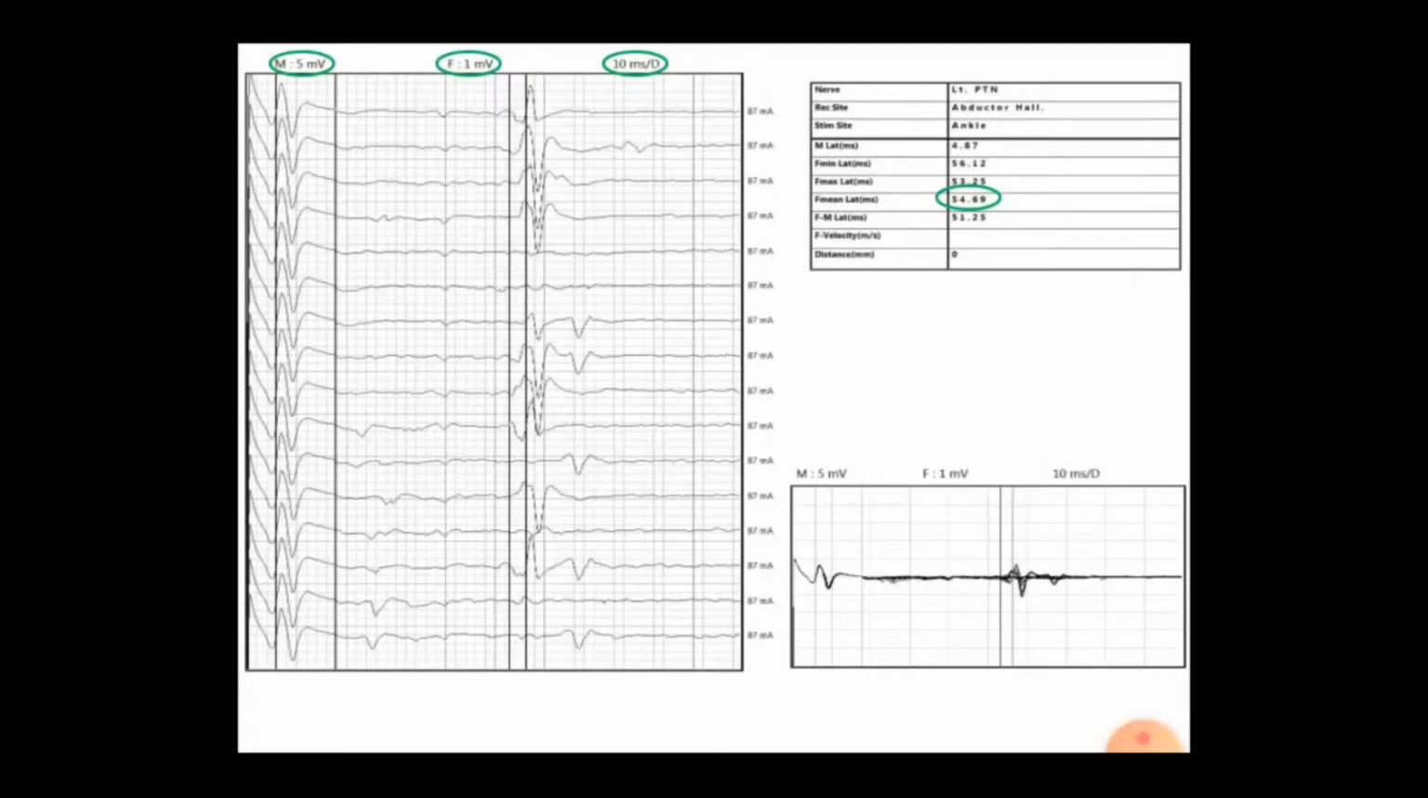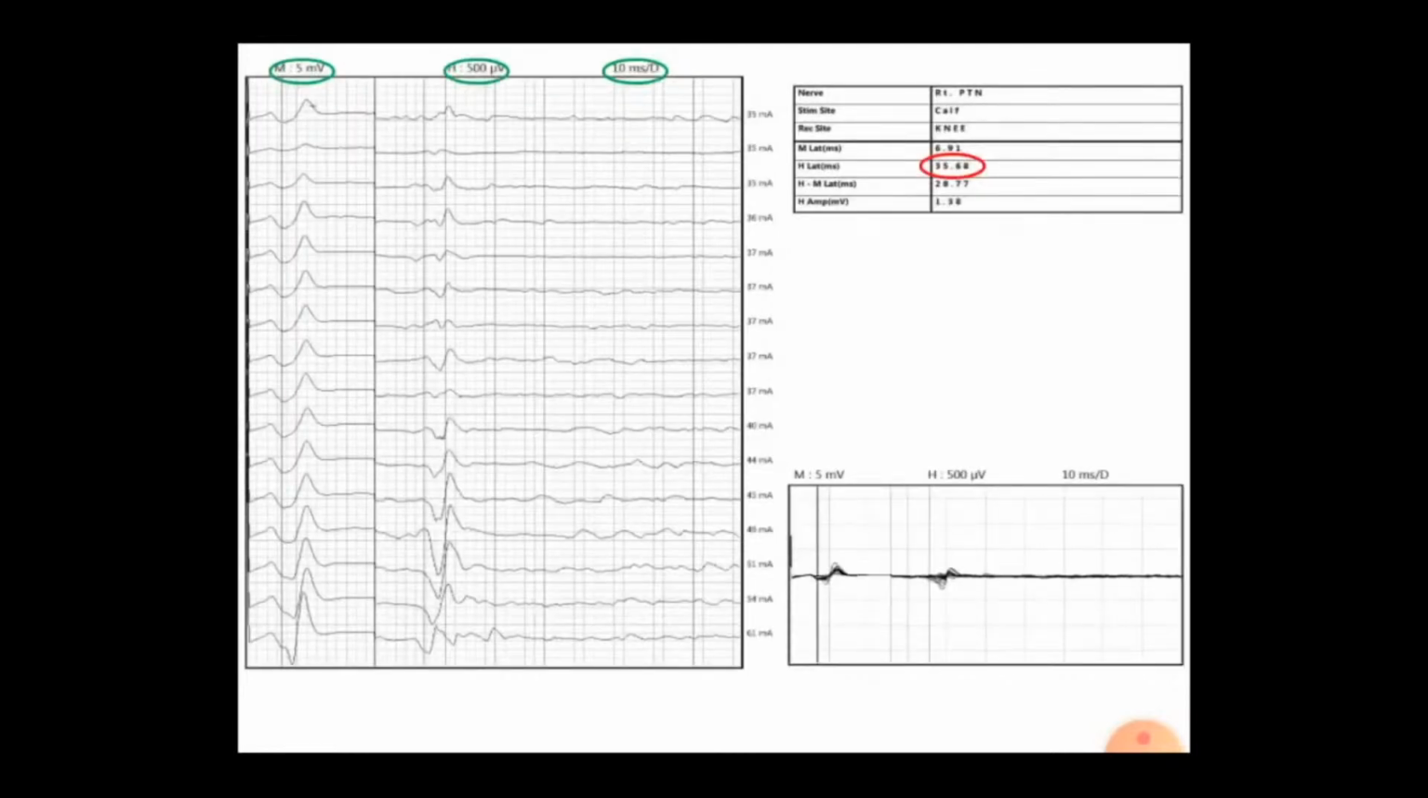Here this is for the posterior tibial nerve, so definitely it is lower limb. For lower limb, the maximum value of F wave latency should be 60 millisecond. Here it is 54.69 millisecond, so definitely it is lesser than 60 millisecond. So here it is normal.